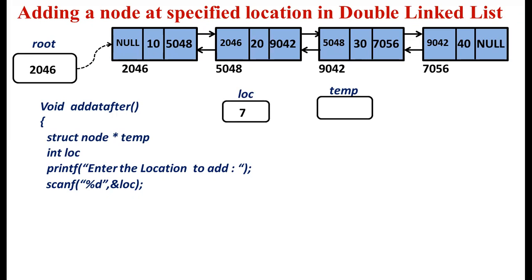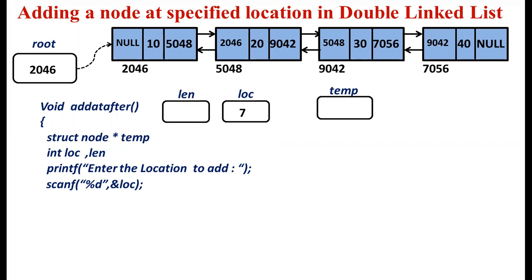And suppose that the location is 7. And here the list is having only 4 nodes. So can we add the new node at the location number 7? No, it is impossible. So here first we have to find the length of the list. And next we need to check if the location is less than or equal to length or not. So for that we have to declare one more variable len.